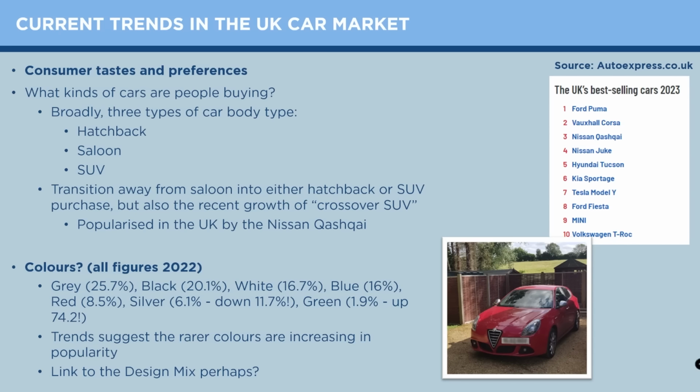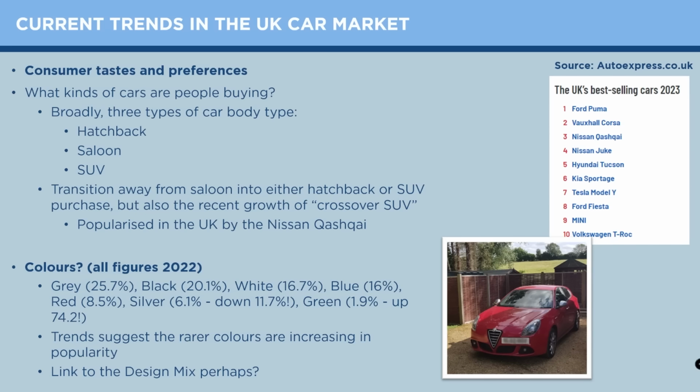You've got silver, which is at 6.1%. But one interesting thing about silver is it's down 11.7%. So that's become much less popular. And then green has a really small share of this at 1.9%, but it's actually increased by 74% from the previous year. And there's a suggestion there that perhaps the more unusual car colours, the more non-traditional car colours, are increasing quite significantly in popularity.